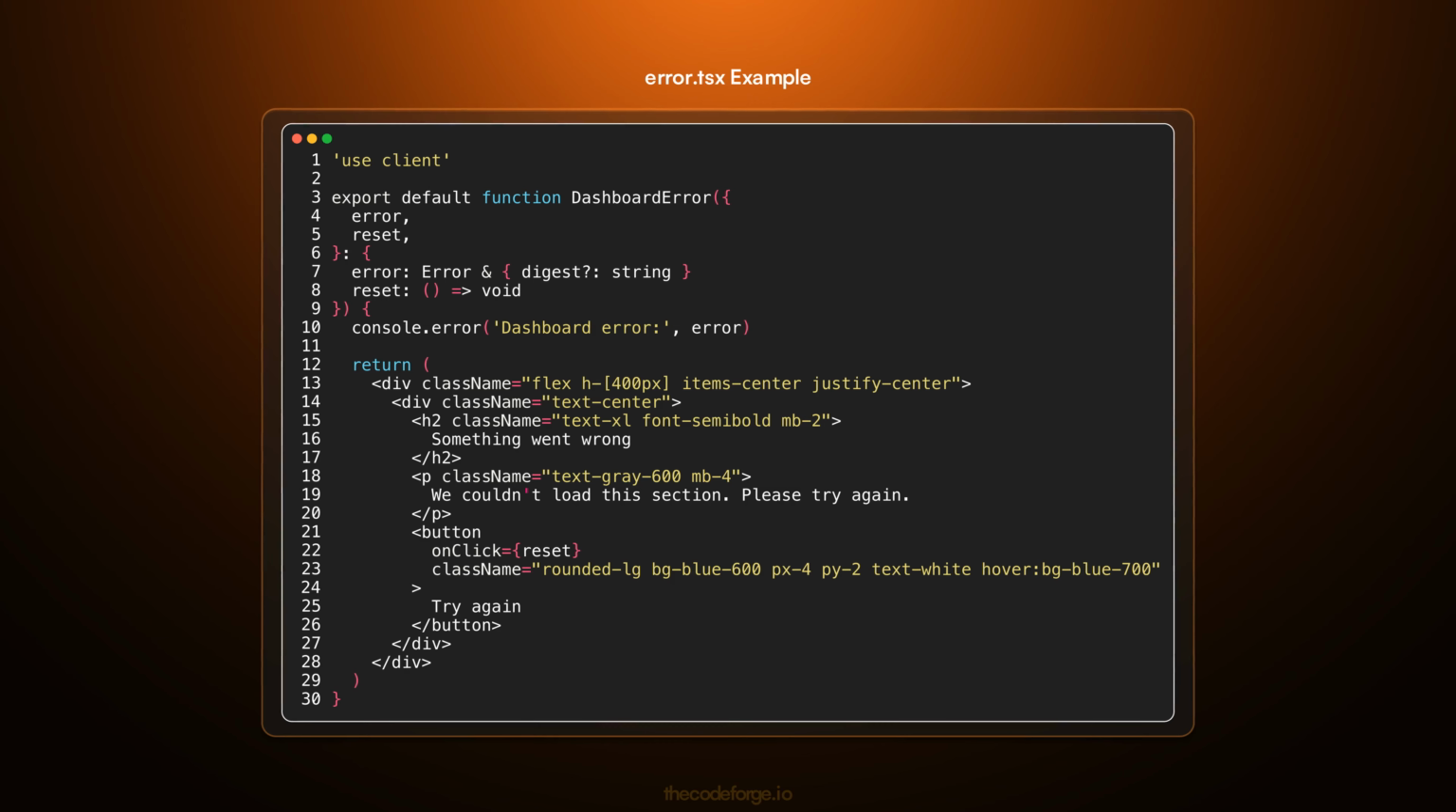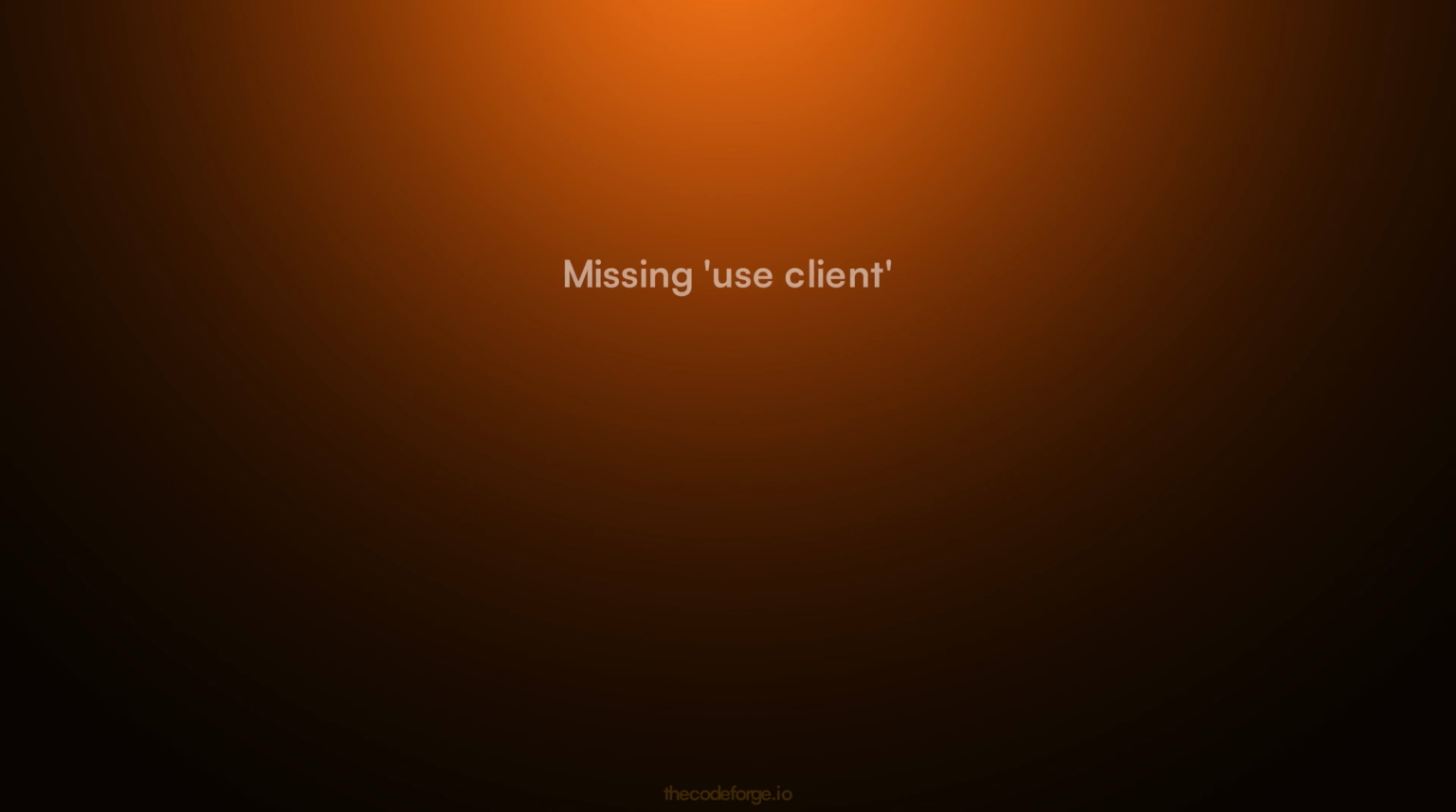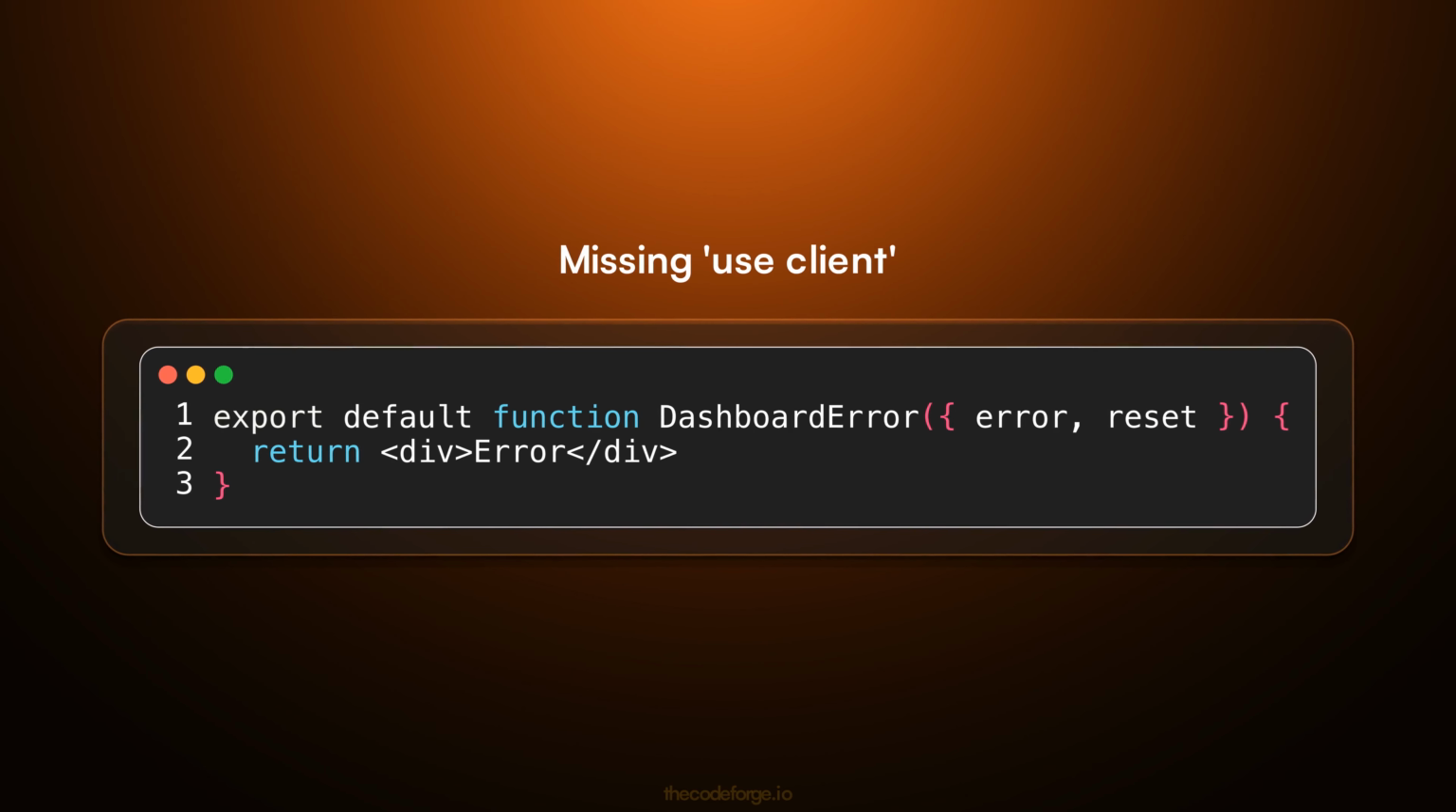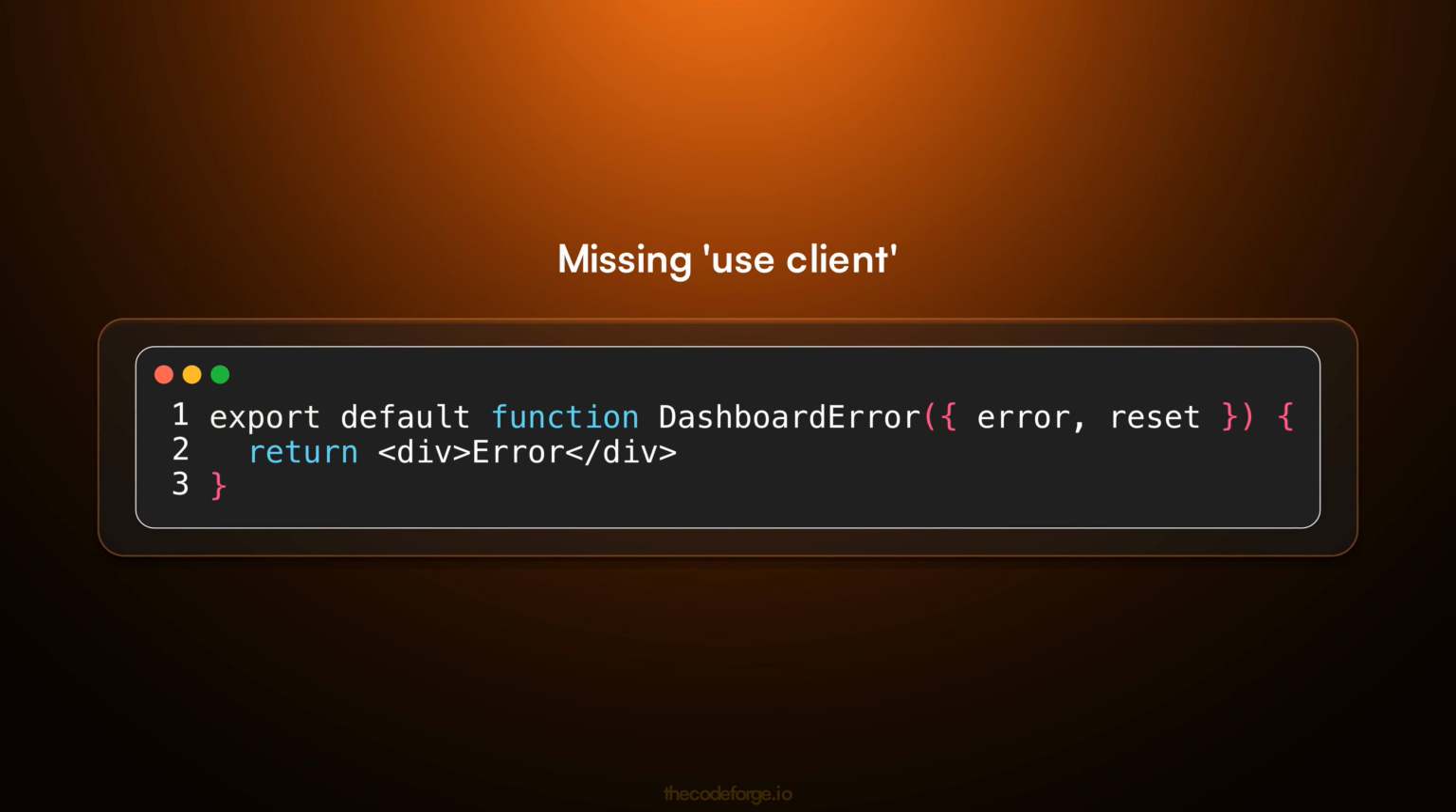It logs the error, shows a friendly message, and provides a try again button that calls reset to re-render the segment. Without this file, an uncaught error produces a blank white screen. error.tsx must be a client component with use client. Without it, React's runtime error boundary mechanism isn't available and the file won't catch errors. I've seen teams spend hours debugging why their error.tsx doesn't work. It's because they didn't add the directive.